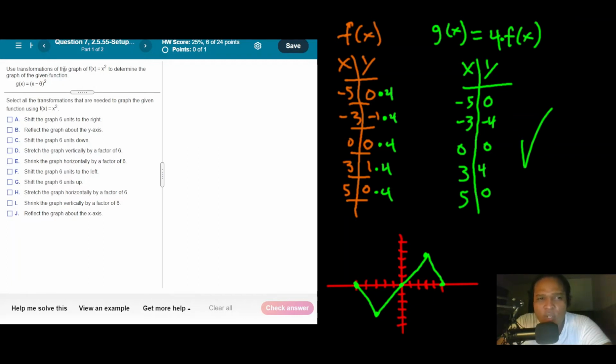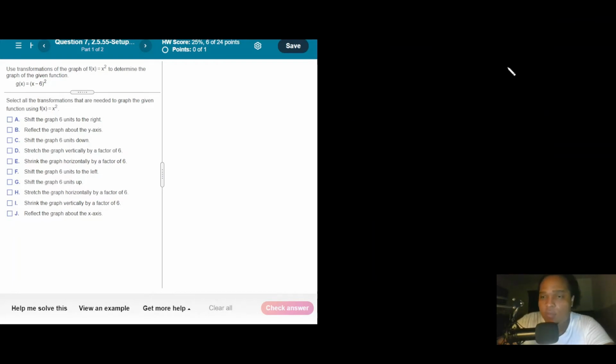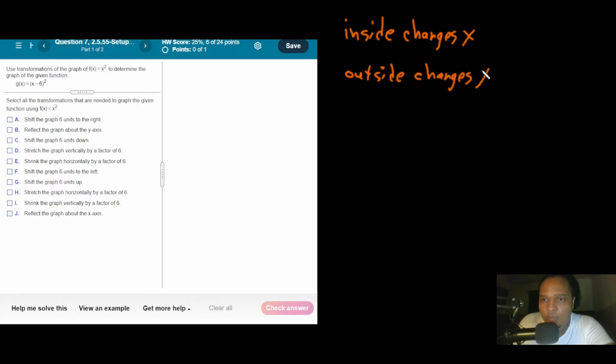So it says use transformations of the graph of f of x equals x squared to determine the graph of the given function. So we have x minus 6 squared. Now we have something going on inside. Remember, that rule has not changed. Whenever you have something inside, that's going to change your x. So let me write that down. Inside changes x, and outside changes y. That's never going to change. In all of these cases, that's never going to change.